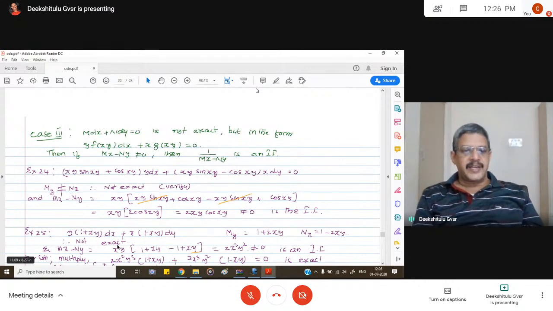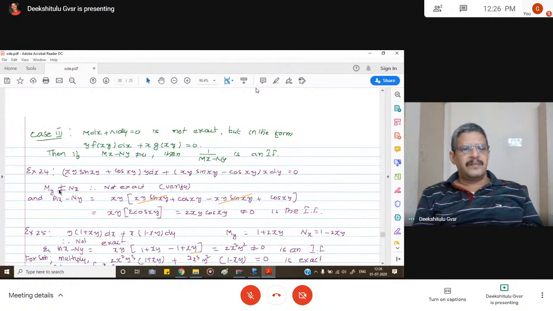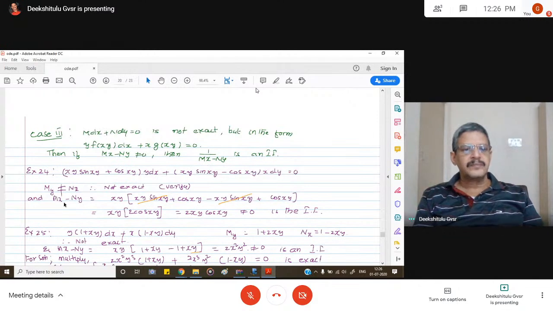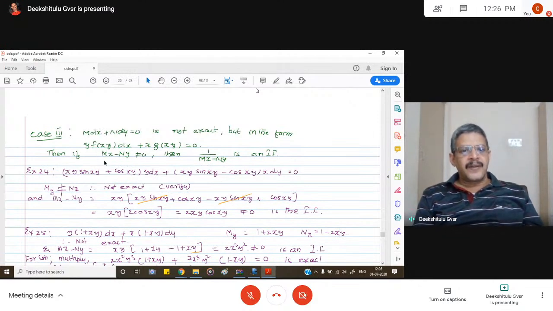Still it may be exact. So if you check dou M by dou y and dou N by dou x, and they are not equal for this problem, then the equation is not exact. You verify on your own for this. I have given the statement not exact, but you verify it. Then if Mx minus Ny is not equal to 0, the integrating factor is 1 by Mx minus Ny. Check whether this is not equal to 0 or not.